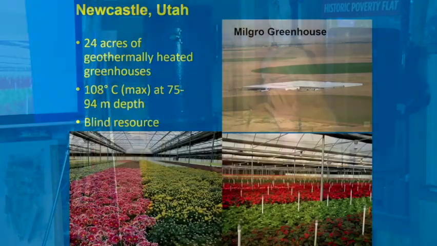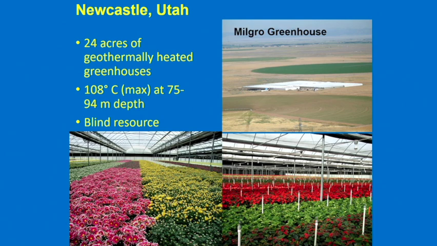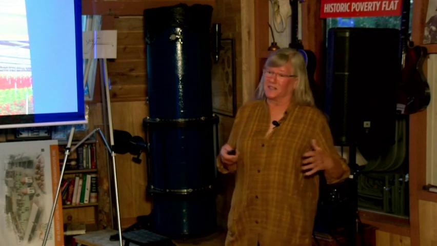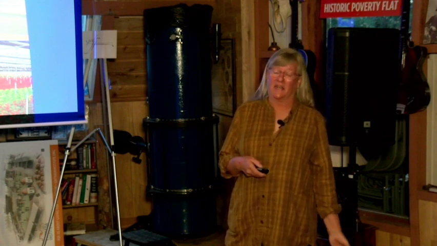And Newcastle, down near Cedar City, has big greenhouses. This is really shallow, less than 100 meters depth, and it's already 108 degrees C, so that's about 200 degrees F. It's what they mean by a blind resource: there was no indication that it was hot down there. There weren't any hot springs or fumaroles, nothing, until a farmer was drilling an irrigation well and hit this hot water. So this is where you need to use geophysics to find these areas that you can't directly see with your eyeballs.